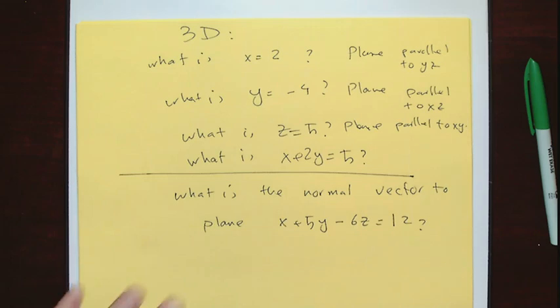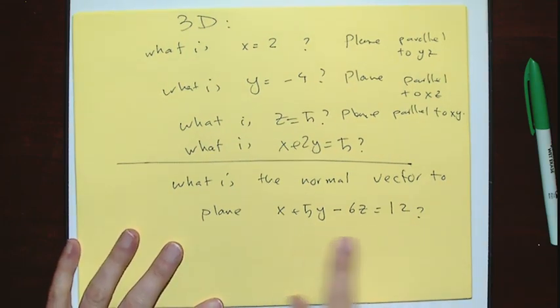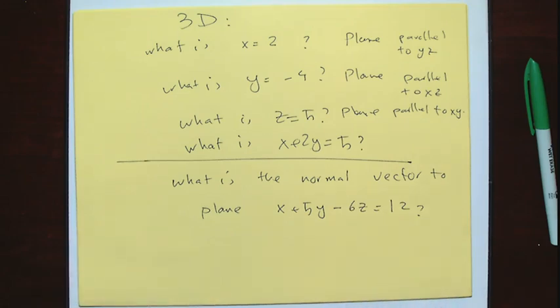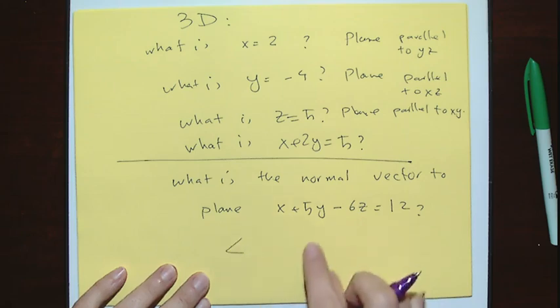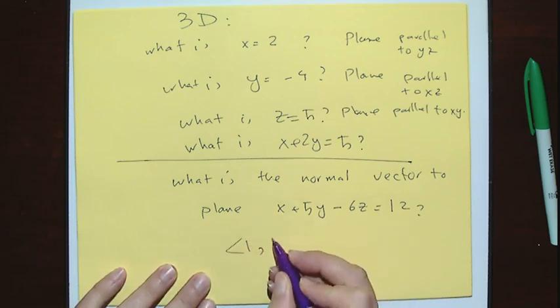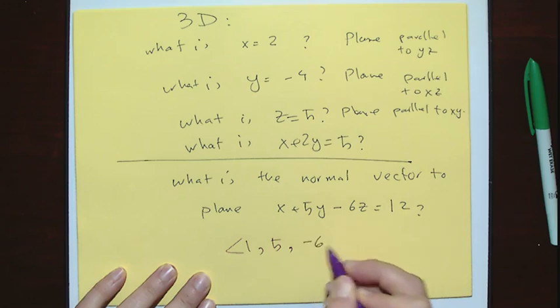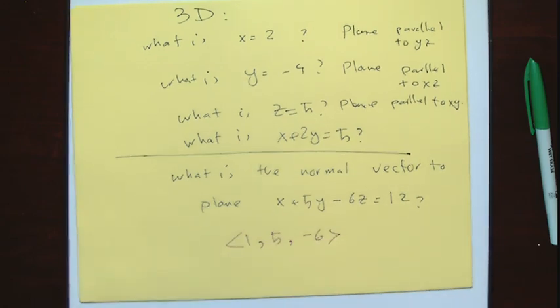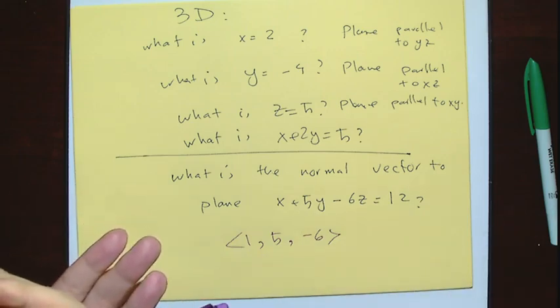What else do I have? What is a normal vector to this? I'm kind of hoping these are the stuff, if you didn't know, you picked up in lab. Can somebody tell me what's the x component of the normal vector? Y? Minus 6, right?